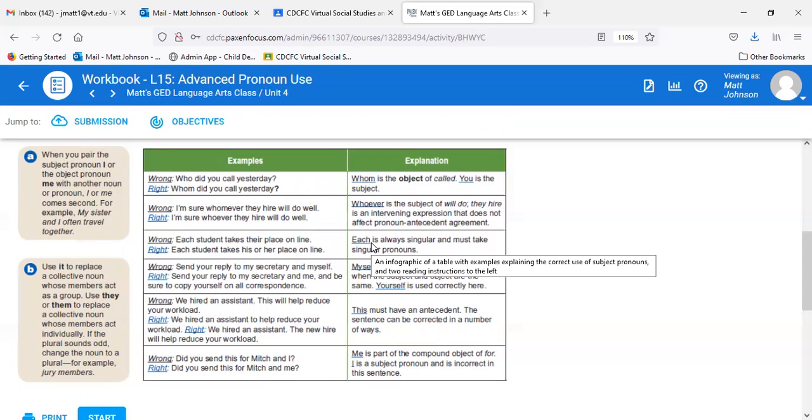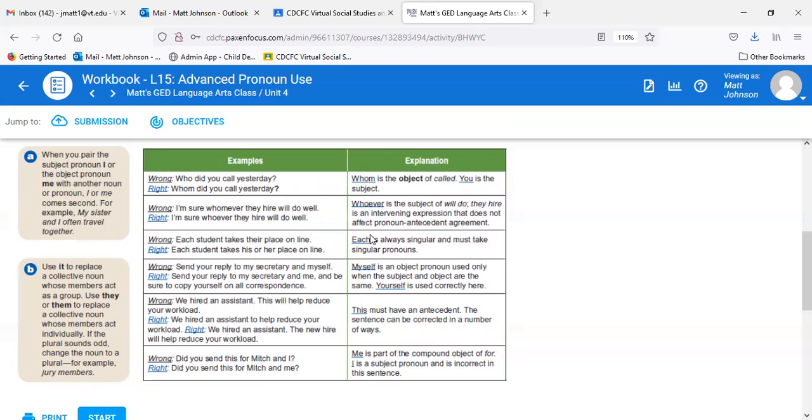Each student takes their place online. Each is always singular and must take singular pronouns. So in order to do that, we say each student takes his or her place online. Their would be plural, so we don't want to use that. We separate that as his or her.